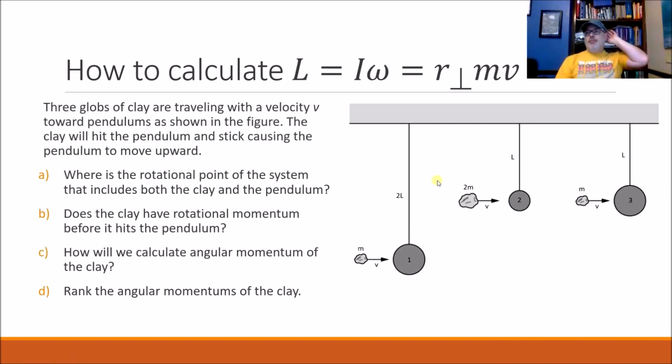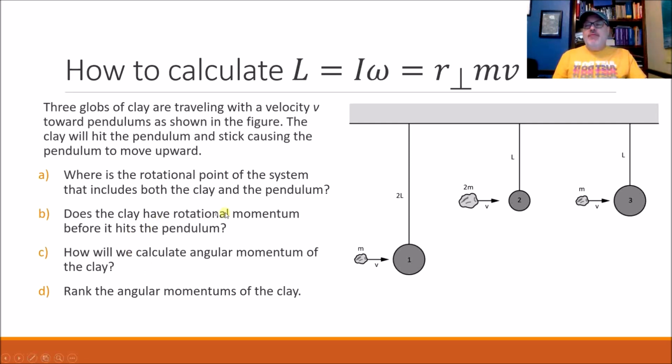All right, so let's try an example. So we have 3 globs of clay that are traveling with a velocity of v towards pendulums as shown in the figure. The clay will hit the pendulum and stick, causing the pendulum to move upward. So say like this one down here, this little mv is going to hit pendulum 1 with a length of 2L, and it's going to swing upward. Now notice that we have an object moving in a straight line that's going to hit this, that's going to rotate about this point. And that's our first question. Where's the rotational point of the system that includes both the clay and the pendulum? So together, these two will move in a circle about this point.